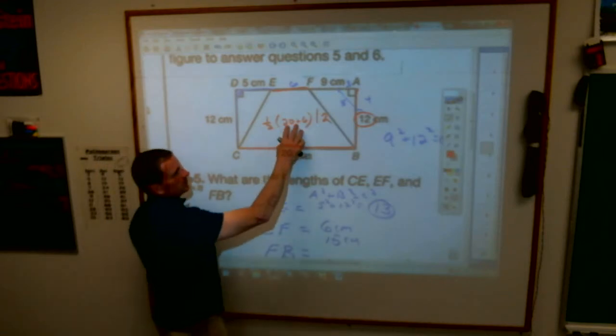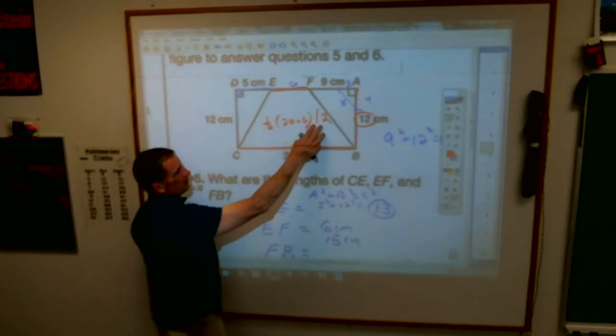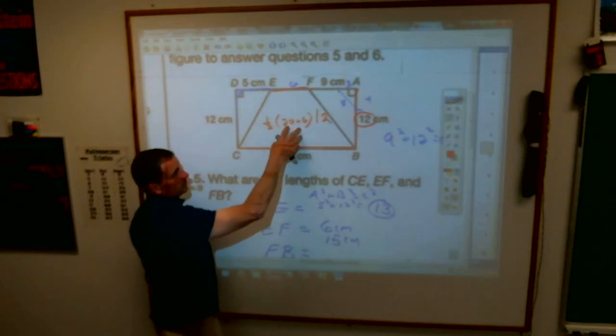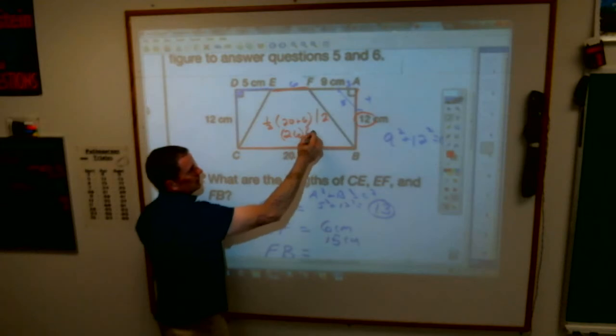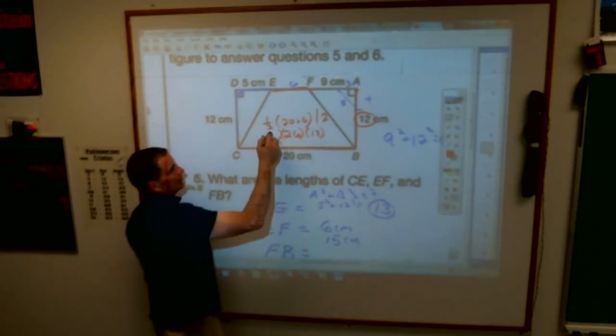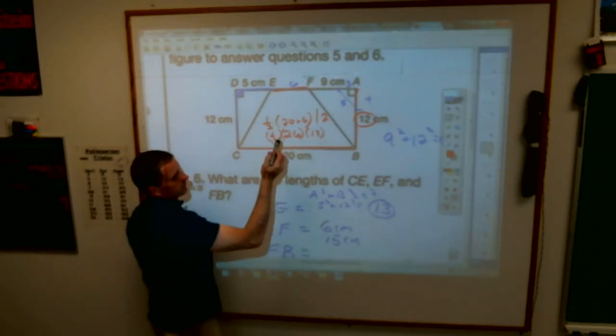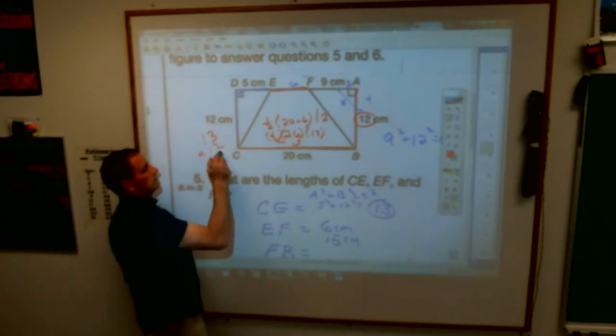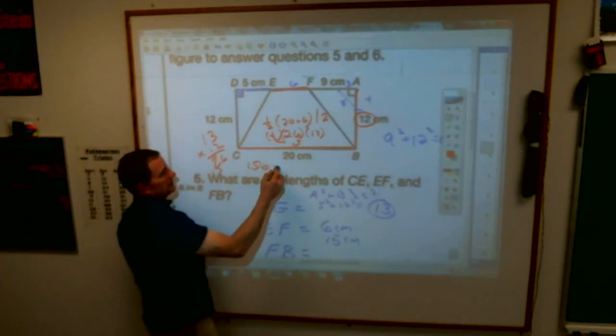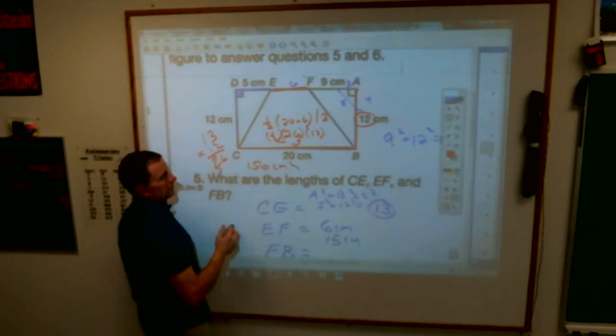Okay, now you can take half of 12 right now, but you can't take half of 20 because it's in parentheses. You have to do that before you go to multiplication. So you actually get 26 there. Half of 26 times 12, half of 26 is 13. 13 times 12 is 156 centimeters squared. There we go.